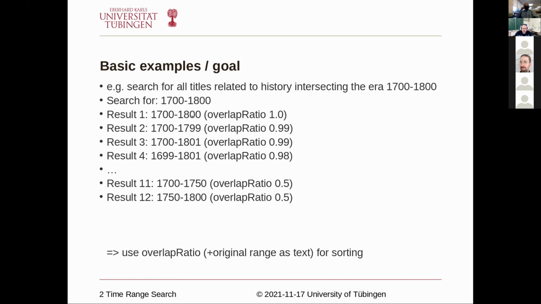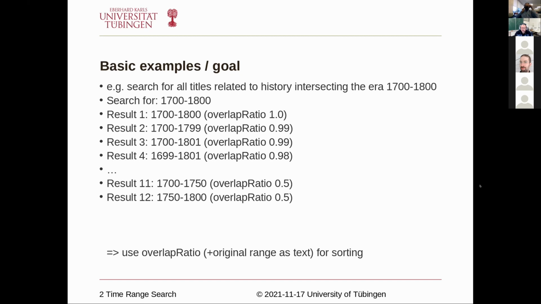Then if we have some kind of title or search result that covers the entire area, we have an overlap ratio of 100% or 1.0. And if it doesn't cover the entire era, then we have maybe only 99%. And we would also like to have a penalty, for example, if it covers more than the area, so it's not that exact. Then we're maybe at 99% or 98% or even less. And with a mechanism like this, we would also be able to sort a result.